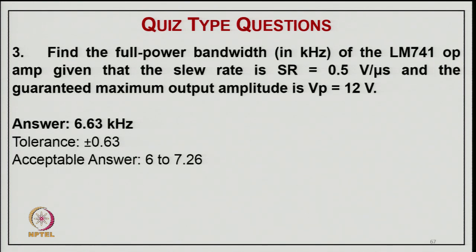Now, the third is to find the full power bandwidth in kilohertz of the LM741 operational amplifier, given that the slew rate is 0.5 volt per microsecond, and the guaranteed maximum output voltage is 12 volt. Here the typical answer is 6.63, with a tolerance of 0.63, so it will become 6 to 7.6.